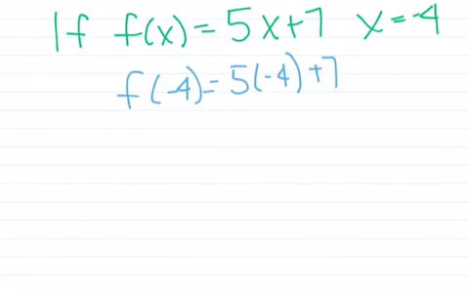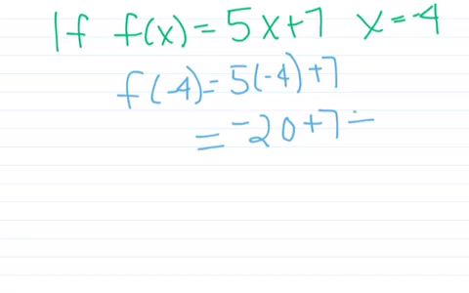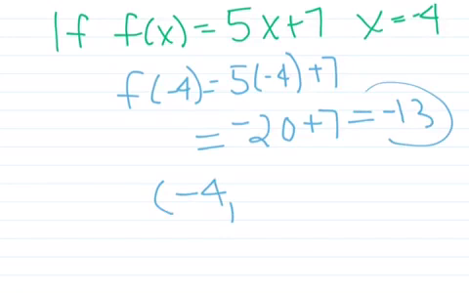So if that's the case, then this is going to equal -20 plus 7, which equals -13. So that coordinate is going to be, I gave you x equals -4, so -4, and f of x, again, just replaces the y, and it tells you that it's -13. So that is your coordinate for that one. That is a functional ordered pair for that function rule.